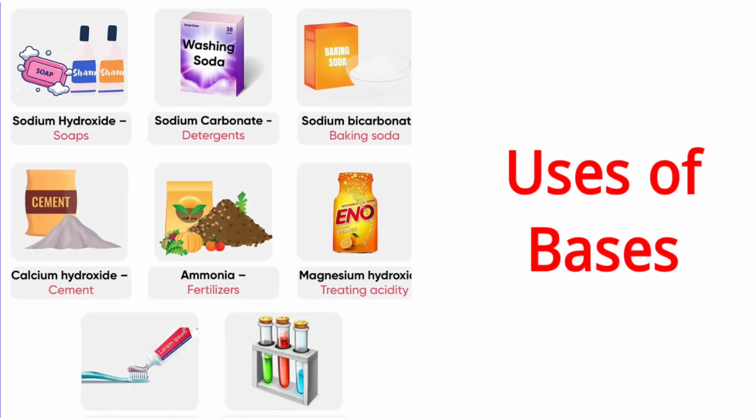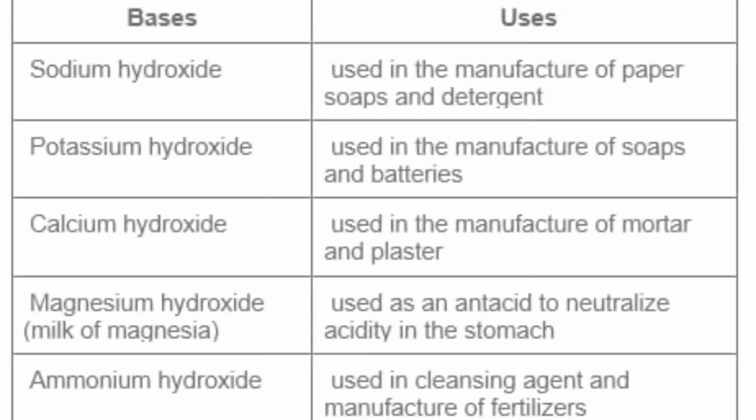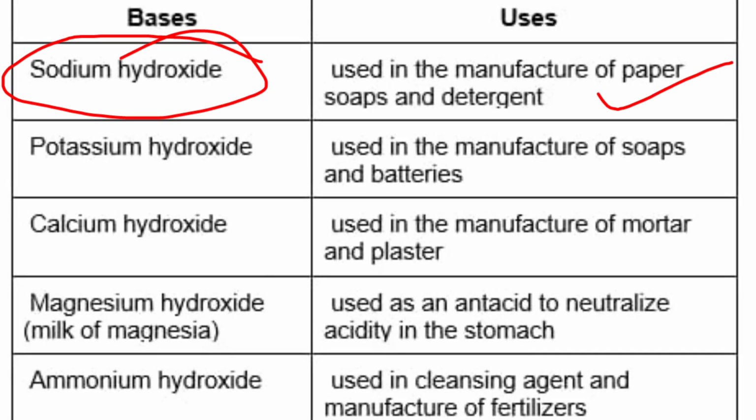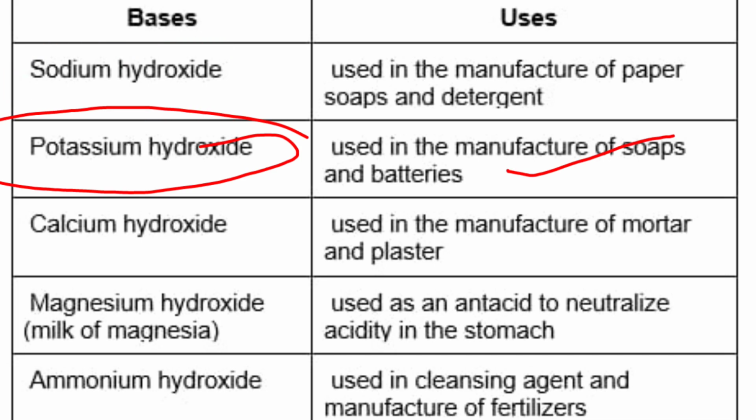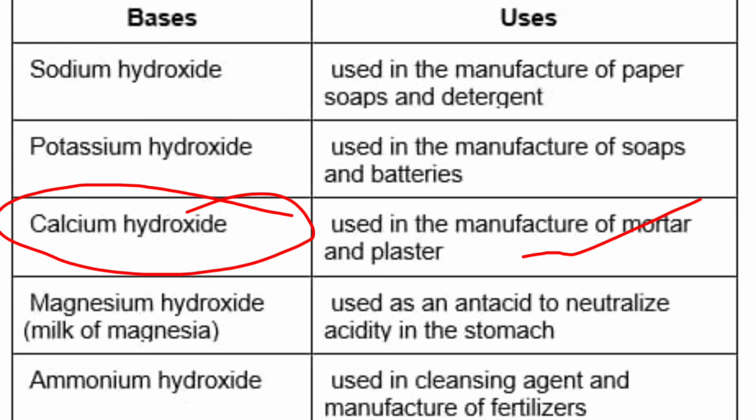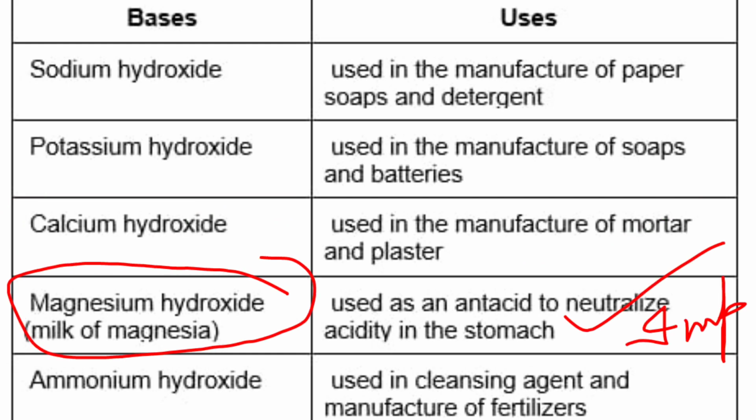Uses of bases. As you already know, we are using many substances in our daily life as bases. But apart from that, we need to understand some important uses. As you can see in this chart, sodium hydroxide base is used to manufacture paper, soap and detergent. Potassium hydroxide is used in the manufacture of soap and batteries. Calcium hydroxide is used in plaster. Magnesium hydroxide, called milk of magnesia, is used as an antacid to neutralize the acidity in the stomach. And ammonium hydroxide is used as a cleaning agent.